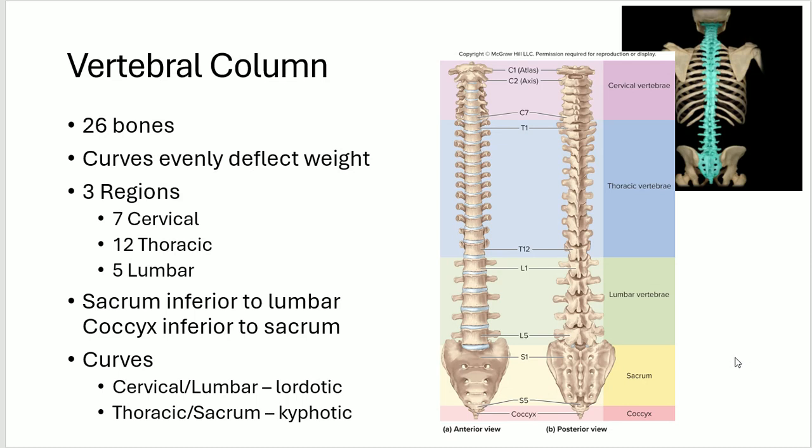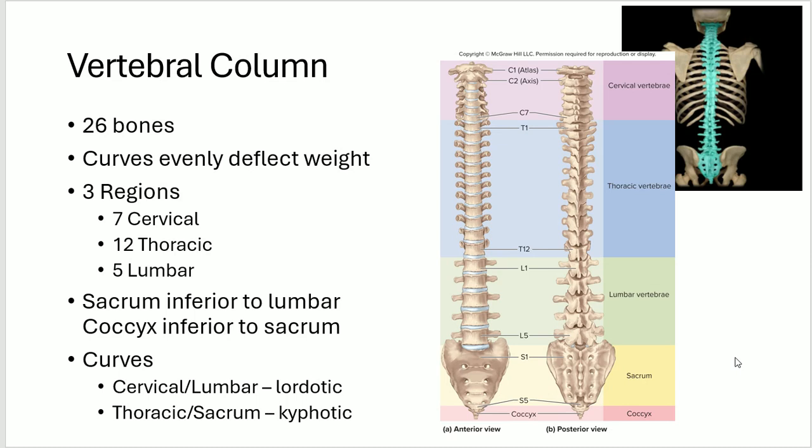Okay, so vertebral column. There are 26 bones in the vertebral column. We have curves that evenly deflect weight. We have 3 regions of the vertebral column that we study. So we studied the cervical region, that's the neck, thoracic region, that's the upper back, and then the lumbar region, which is the lower back. We also studied the sacrum and the coccyx.